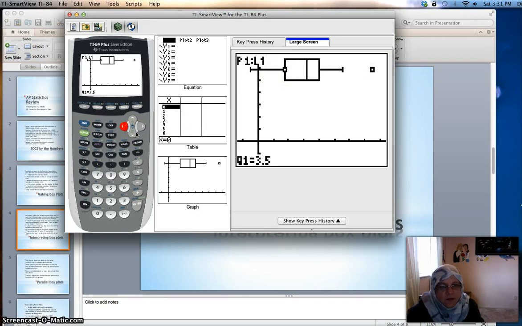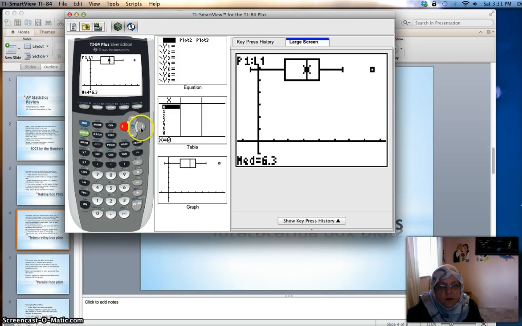So sort of kind of symmetric, no dramatic skew. Outliers, yes, we do have one outlier, and that is at the value of 15. Now there's no context to this, otherwise I should be describing this in context. Now center, we have a median at 6.3. If I want the mean, I'll have to get it somewhere else, not in the box plot.